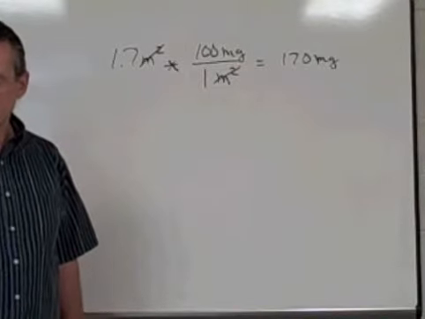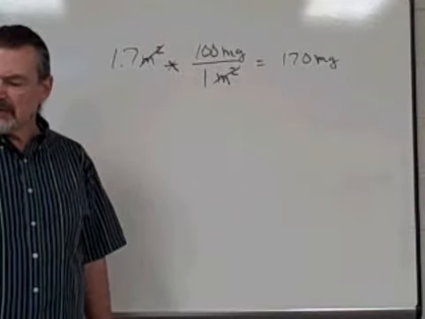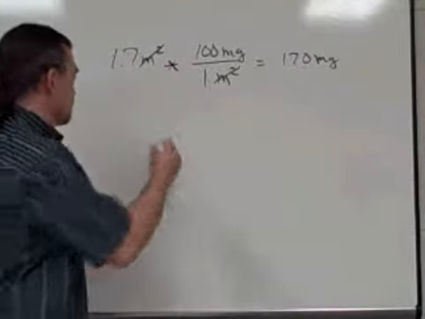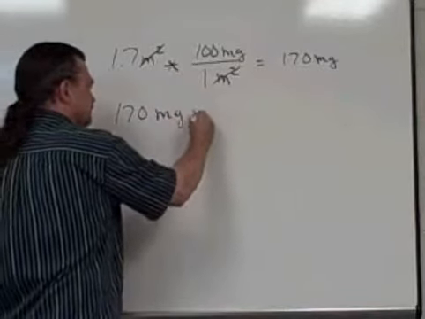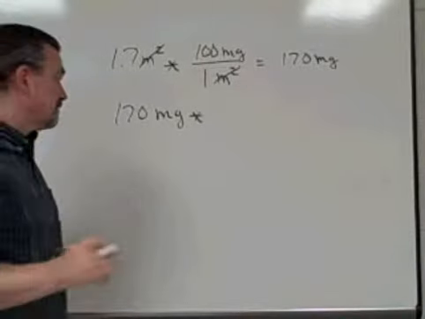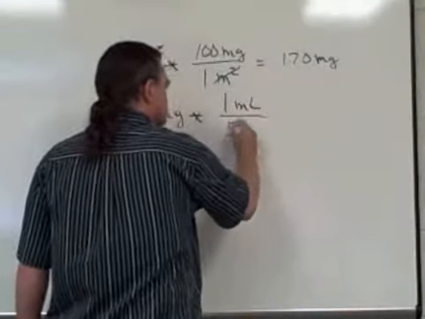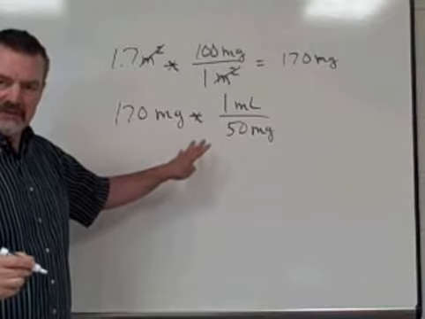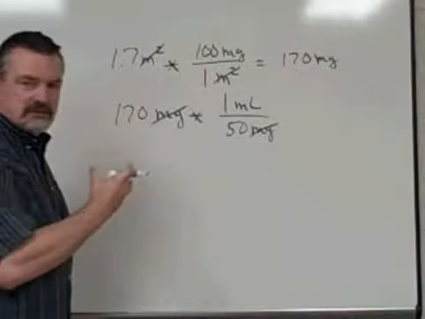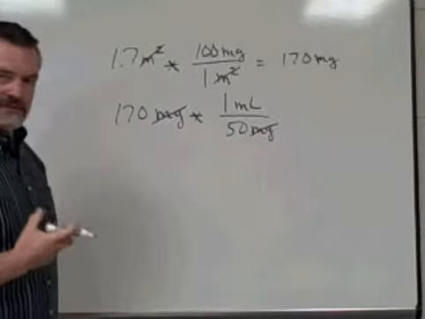Now, Part B, if the cisplatin label reads 50 milligrams in 1 milliliter, how many milliliters of cisplatin will you need? Well, we need to have the patient receive 170 milligrams. And if 1 milliliter contains 50 milligrams, we can perform this operation to determine how many milliliters of the drug the patient should receive in order to get 170 milligrams of the solid drug. Milligrams will cancel, leaving us milliliters, which is what we wanted to know.